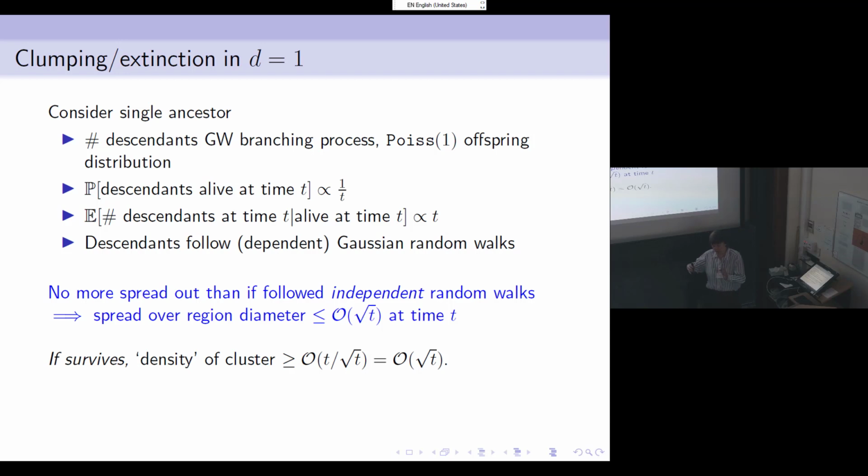And so what we're seeing is that not many clusters survive, right? Until large time, most clusters have died. And any that have survived are really very dense, on the order of root t. Okay, so that's where the clumping comes from.